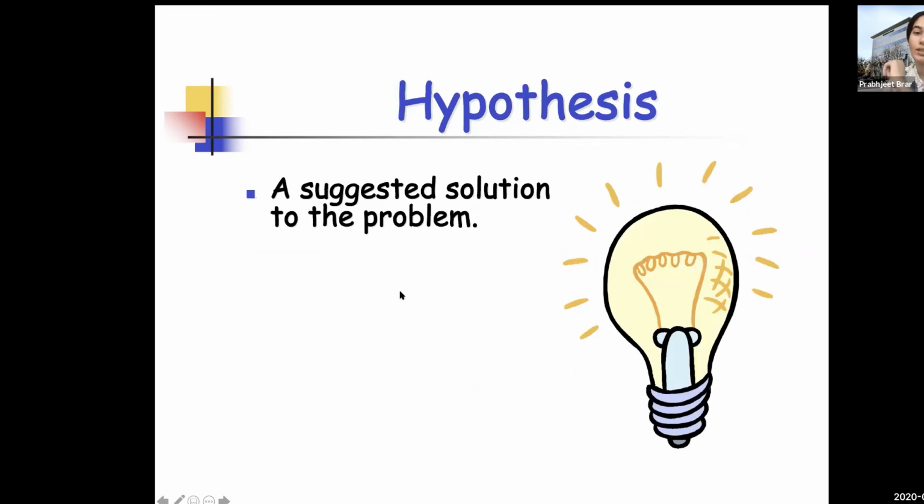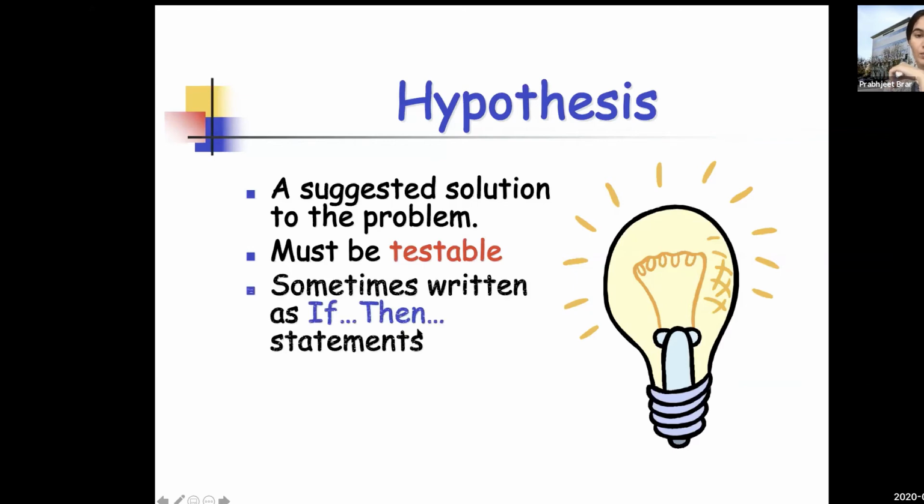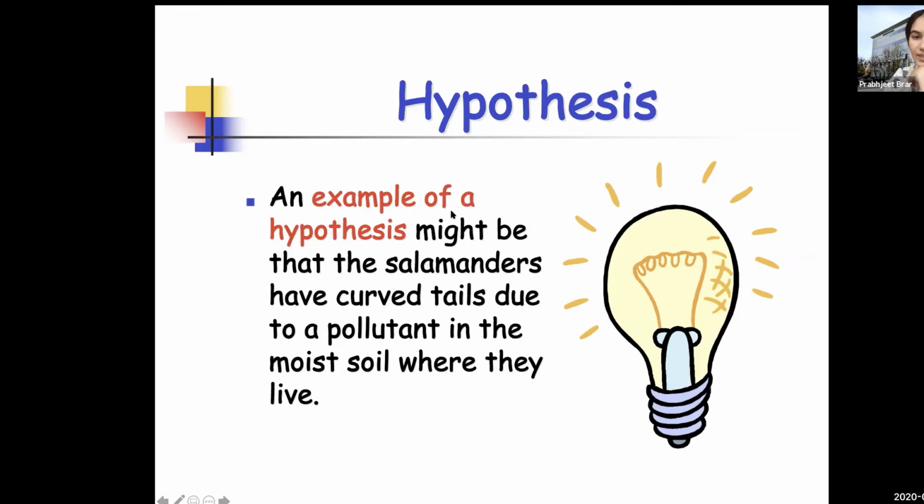Okay, so you're gonna think of the reason, and that's gonna be your hypothesis. So it must be testable, and if it's written as if and then, it's more of a prediction. So an example would be that maybe the salamanders have curved tails due to a pollutant in the moist soil where they live. Or like some of you did give me really good ones, maybe it's because it's more hydrated, or maybe it's the water temperature. Any of those can be a hypothesis, but it has to be testable.